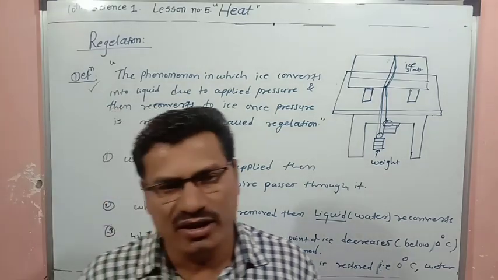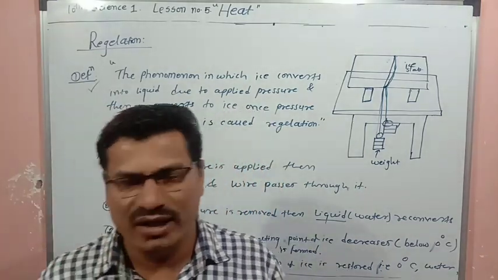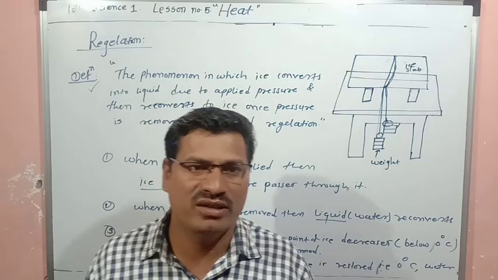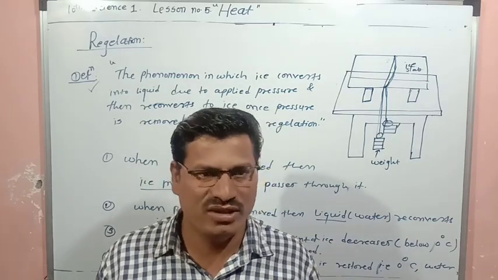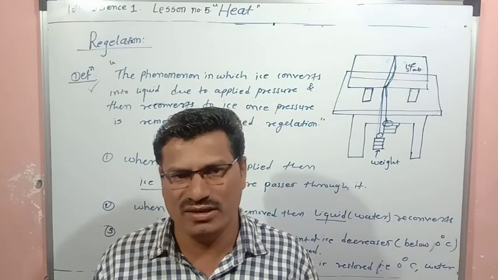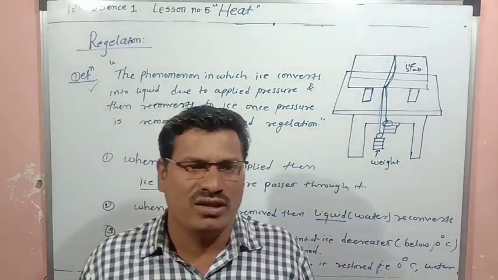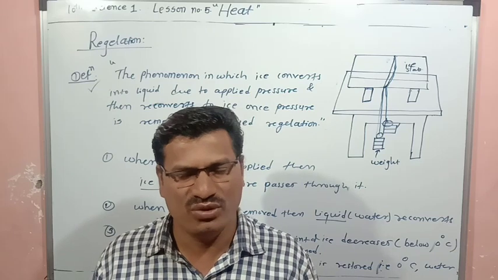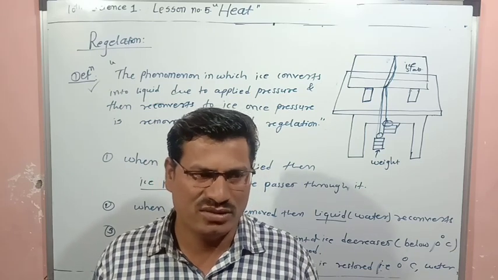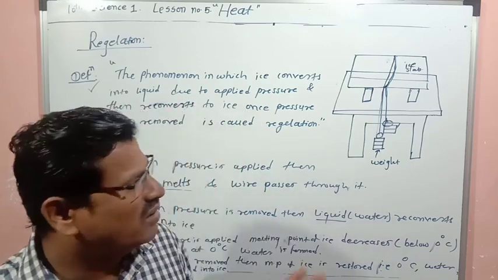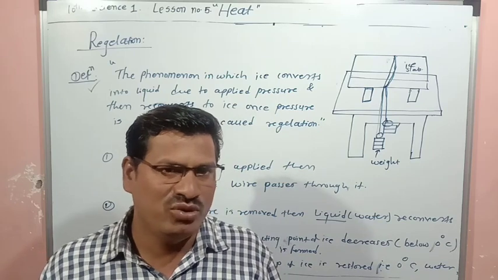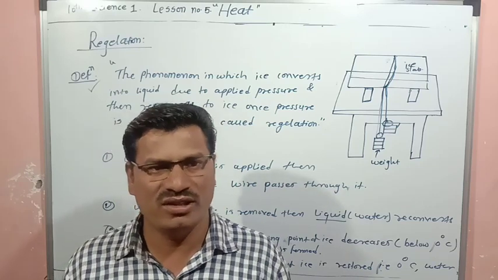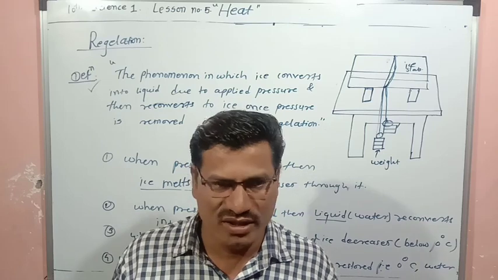The next question is: is there any relationship between latent heat and regelation? Yes, there is a relation between latent heat and regelation. So what is latent heat? The amount of heat absorbed at constant temperature to convert solid into liquid is called latent heat of fusion, and another one is latent heat of vaporization. The amount of heat absorbed at constant temperature to convert liquid into its vapors is called latent heat of vaporization. So these concepts are useful here in regelation also.